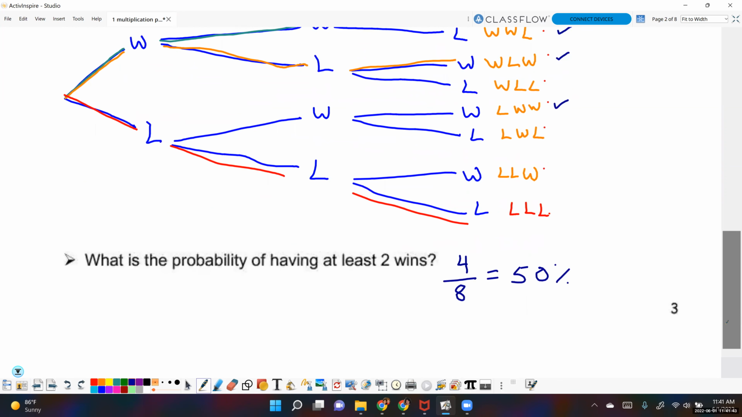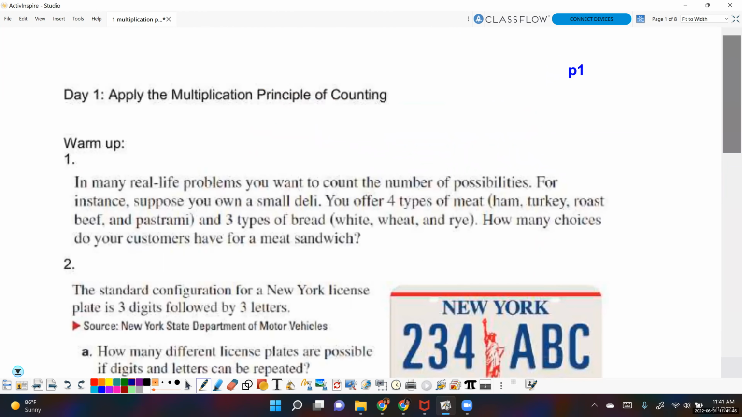So let's go back to the warm-up page and take a look at those problems now that we've reviewed the multiplication principle of counting. The first question says, in many real-world problems, you will want to count the number of possibilities. For instance, a sandwich situation. But now we have 4 types of meat, and we have 3 types of bread. How many choices do your customers have for a meat sandwich? So we have meat, 4 choices. We have bread, 3 choices. And that would be 12 sandwiches.